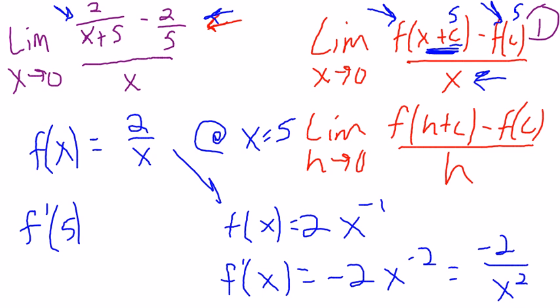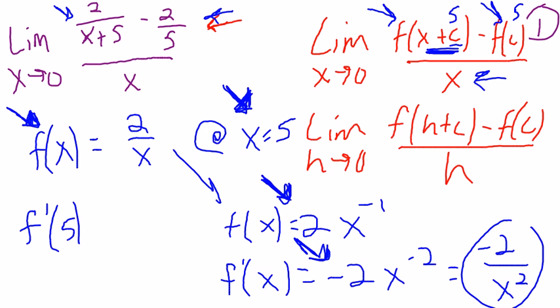So, just to recap, I looked at the limit, I recognized it was the definition of a derivative, I identified the function 2 over x, I identified the point x equal to 5, then I rewrote the function in a way that I could differentiate it, then I differentiated it, and I have it now in this form right here. Now my last step is to evaluate that limit.